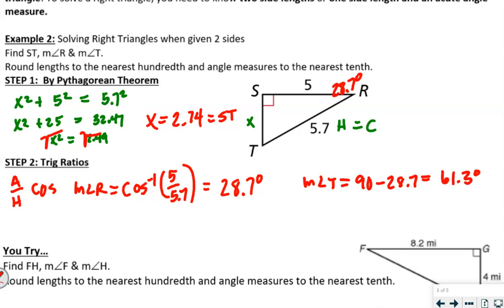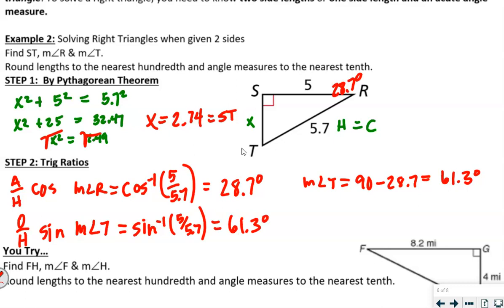Now that's one way to find it, or we can do exactly the same thing we did before. This time we're talking about angle T, so what is the relationship? We have opposite and hypotenuse, so this would be opposite over hypotenuse. That's going to be sine, so we do the inverse sine of the 5 over the 5.7. When we do that in the calculator, we get 61.3, which is what we already found.